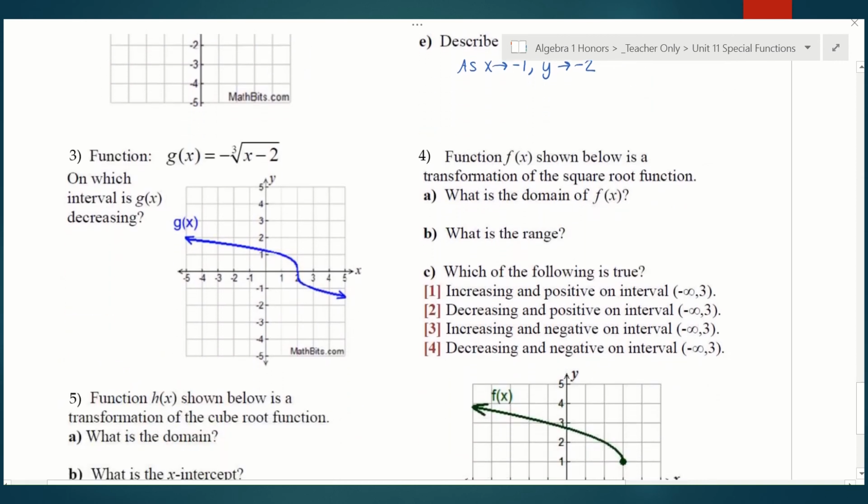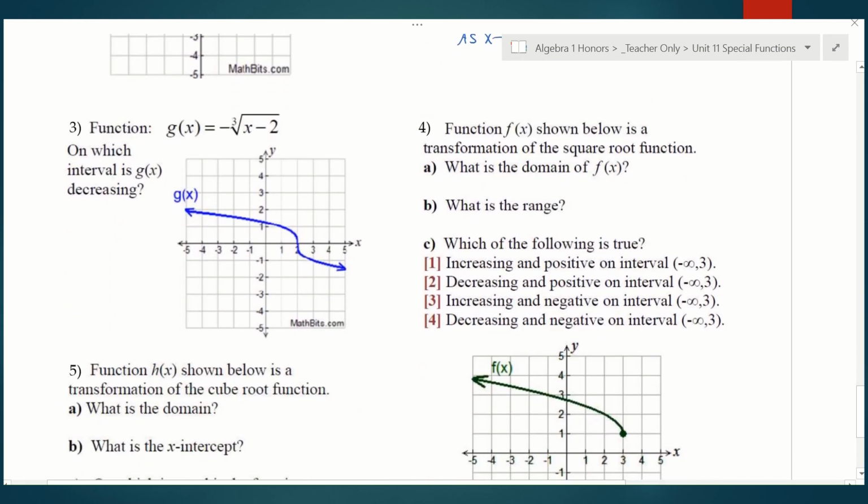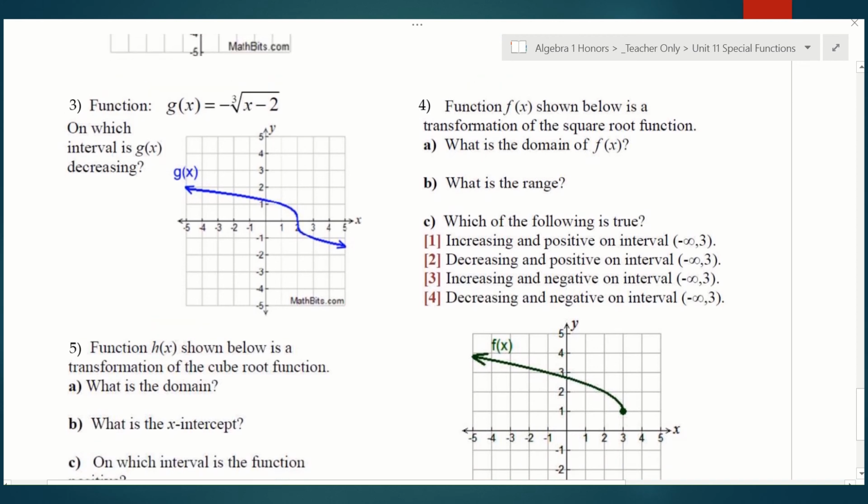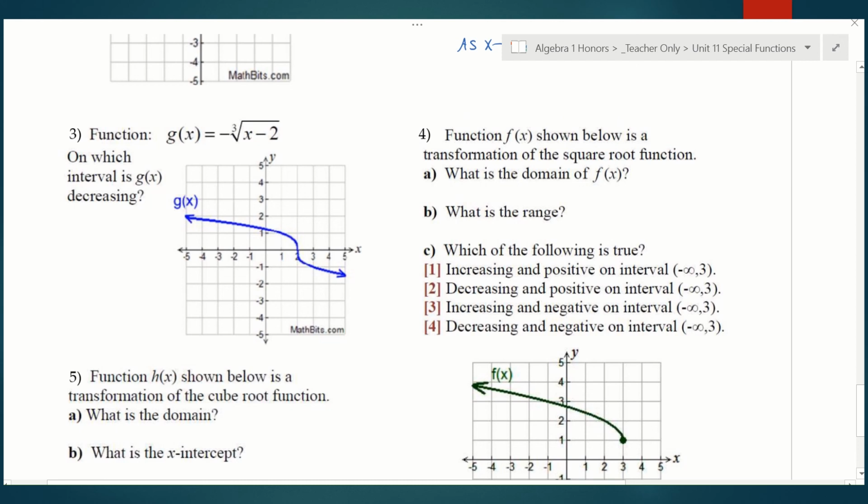Number 3. Here's a function, it's a cube root function. On which interval is g of x decreasing? Reading left to right, hopefully you can see that if you were to trace that with your finger, you're constantly decreasing. You're never increasing here. So the interval it's decreasing is basically all real numbers, -infinity to infinity.